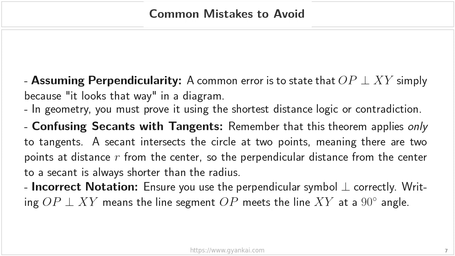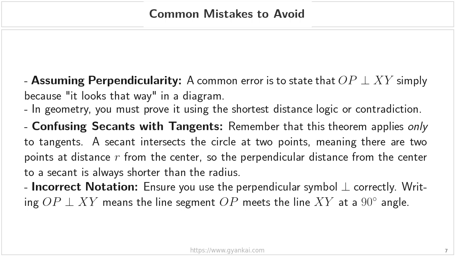Finally, pay close attention to your notation. Precision is key in geometry. When you write OP is perpendicular to XY, using the perpendicular symbol, you are making a specific mathematical claim, that the line segment OP meets the line XY at a 90-degree angle. Using the correct symbols ensures your mathematical communication is clear and professional.